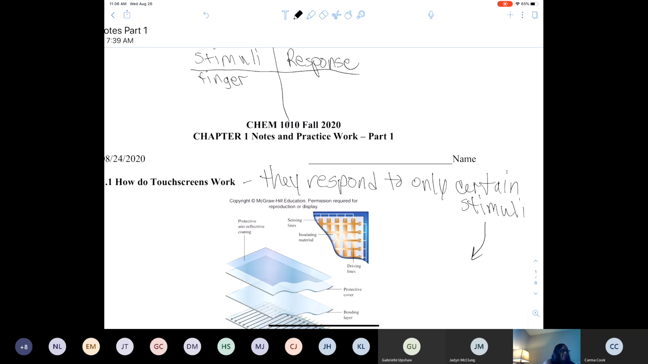If I try another type of stimuli, let's say this penny that I have in my hand, my phone responds to the penny. And so my screen changed. I'm going to select this email using my penny as the stimulus instead of my finger. So using the penny to touch my screen, my phone responds to that stimulus.